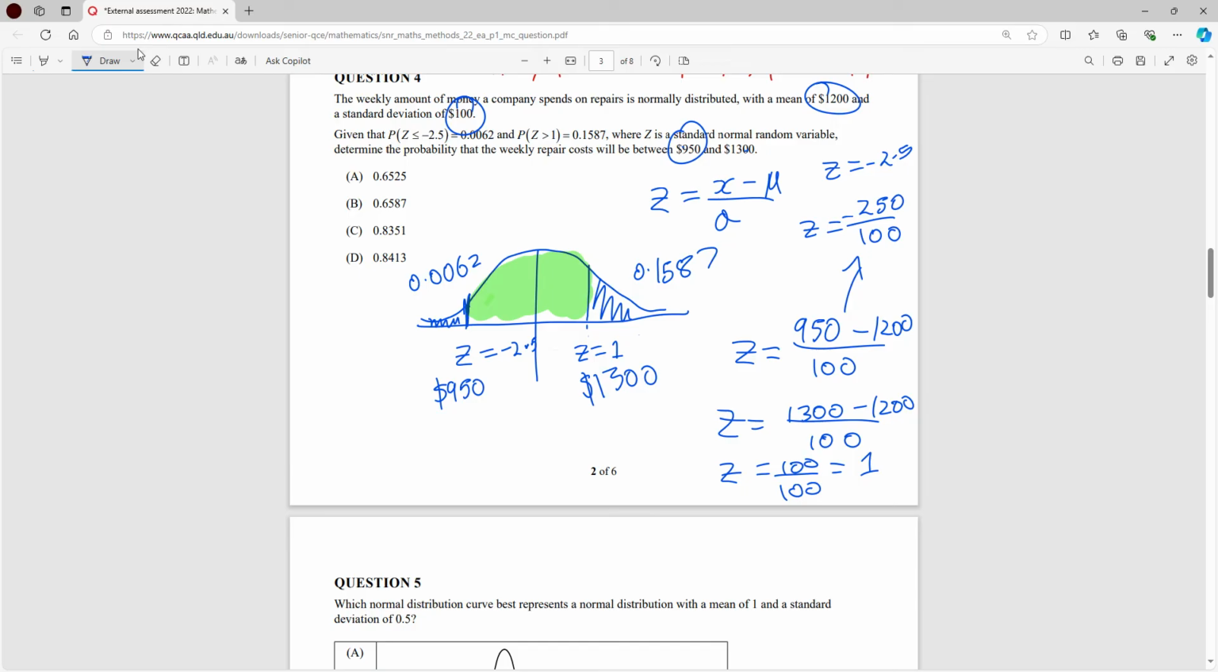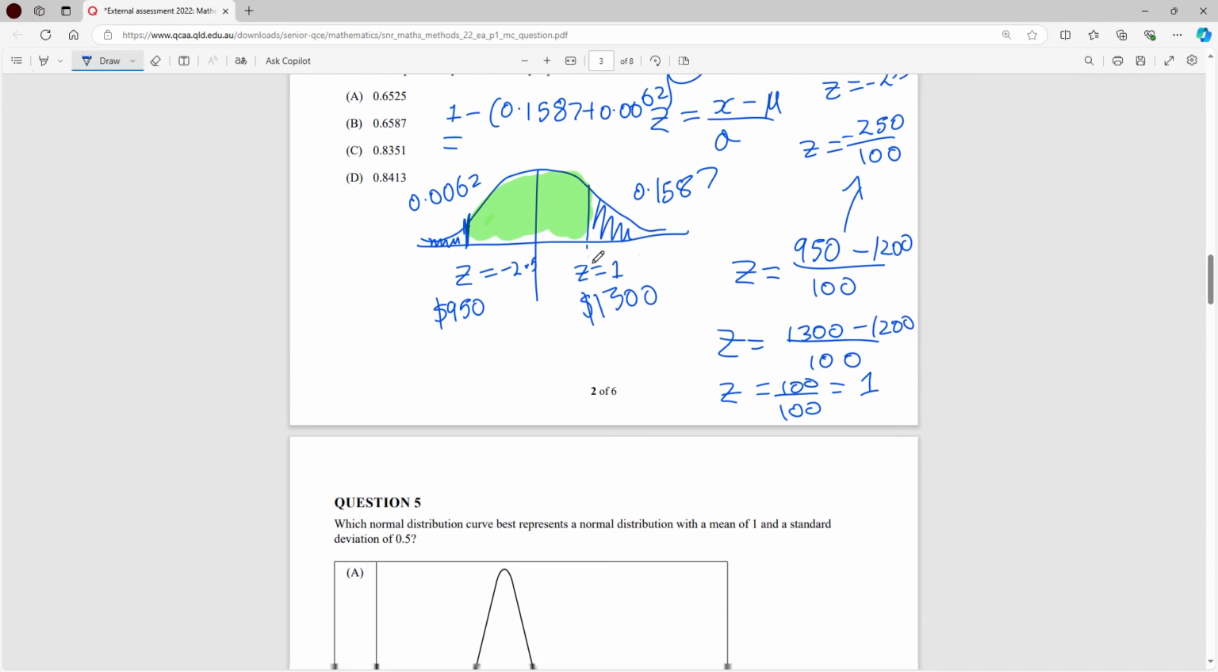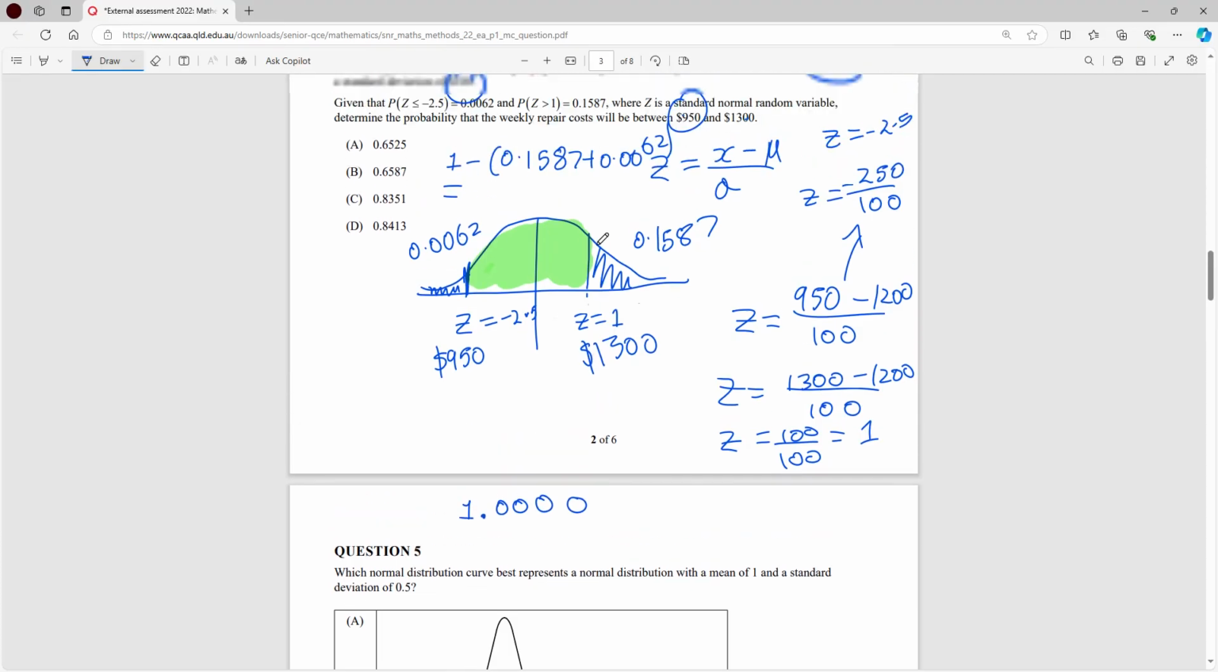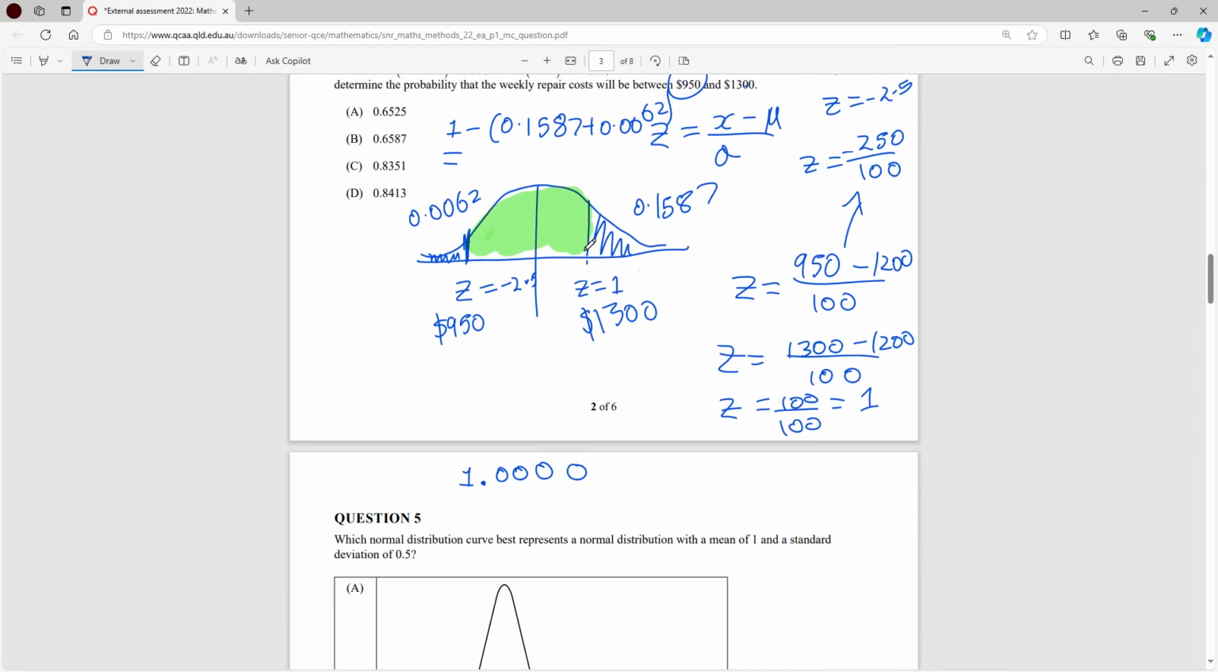So this area will just be 1 minus 0.1587 plus 0.0062, okay? And whatever that number is going to give. So here you have to do this. Again, you have to do this all by hand, which is a huge pain, but it is pretty much what's going to happen here. So here we'll go 1, 0, 0, 0, 0. How many decimal places do they have? 4. Let's just leave it like that.